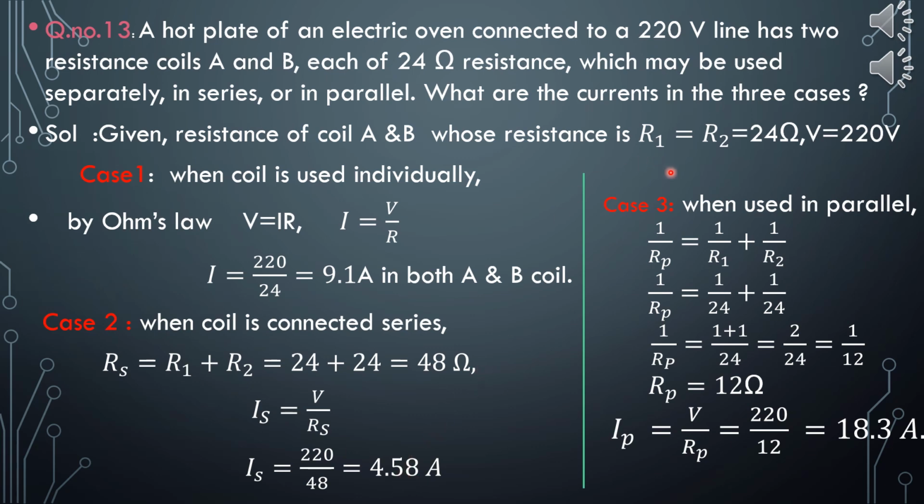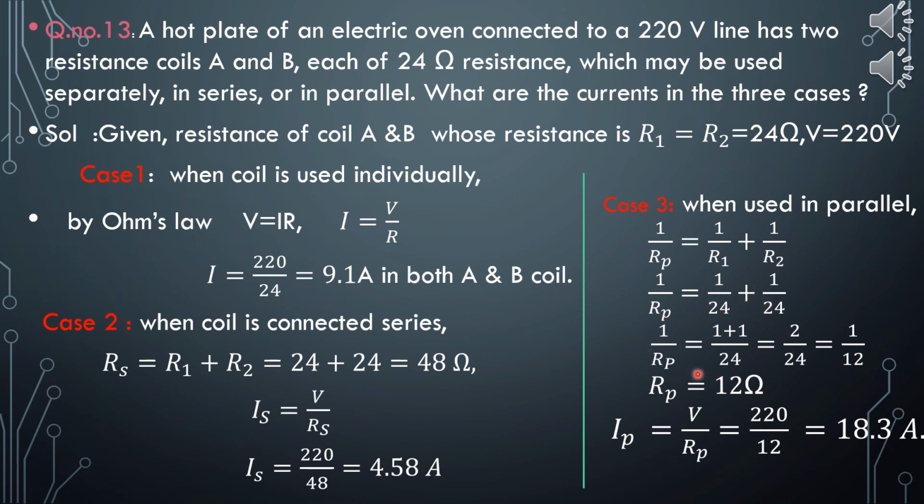Let us move to case 3, when the coils are connected in parallel. Substitute in the formula to find the parallel or equivalent value of the resistance by using the formula 1 by Rp is equal to 1 by R1 plus 1 by R2. So 1 by Rp is equal to 1 by 24 plus 1 by 24.